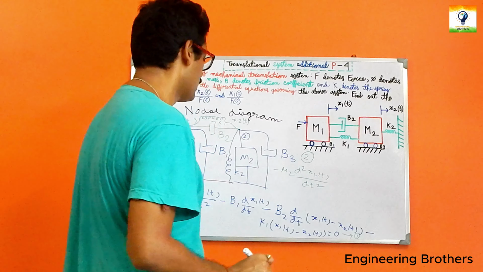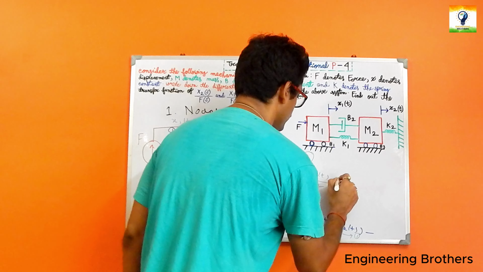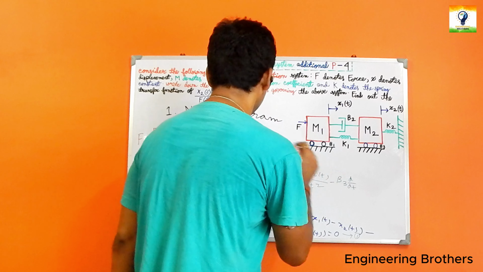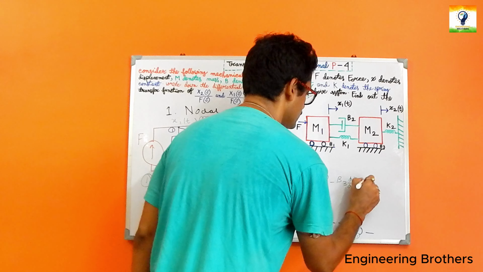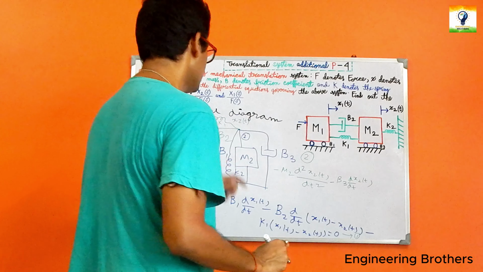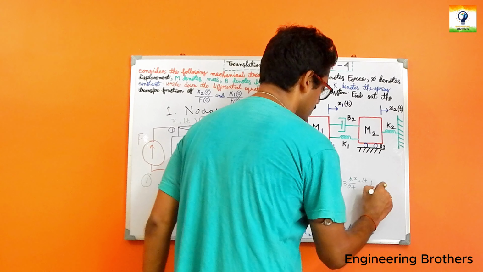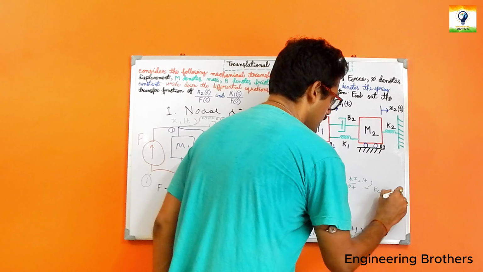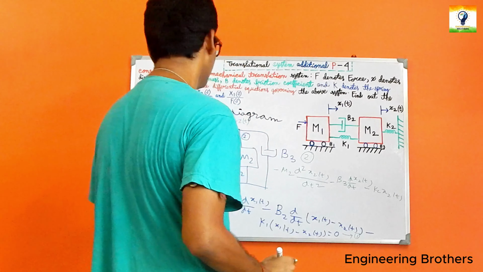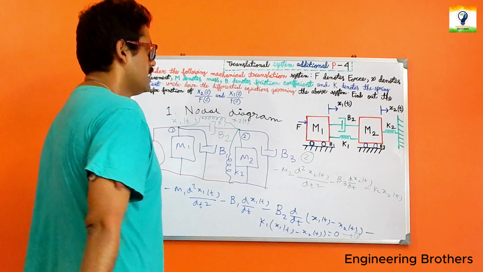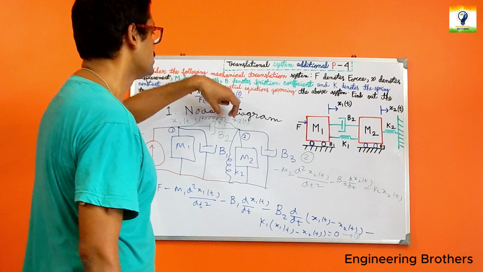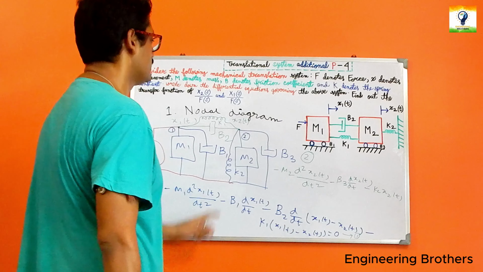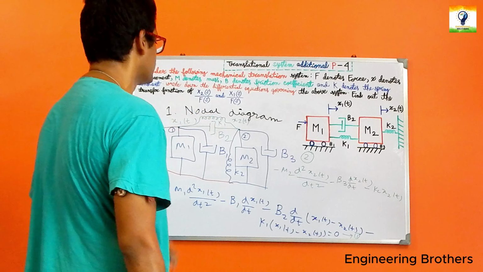So M2 has been completed: minus b3 d/dt of x2(t), minus k2 x2(t), and now go for the common part over here. In this case, as we are applying the D'Alembert principle on our node 2, we should consider that x2(t) will be greater compared with our x1(t).